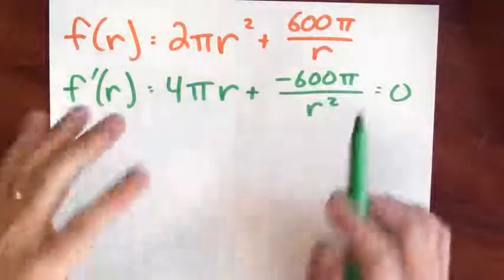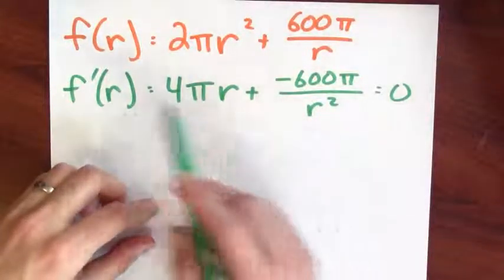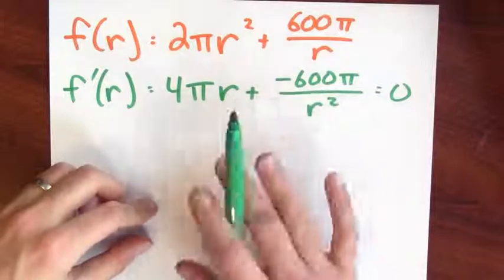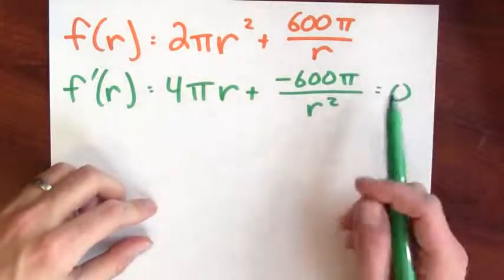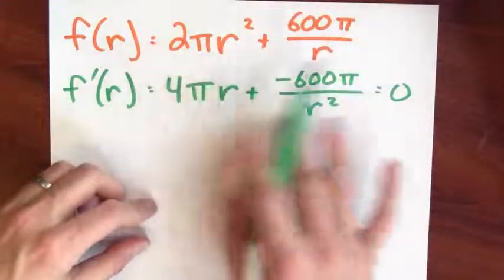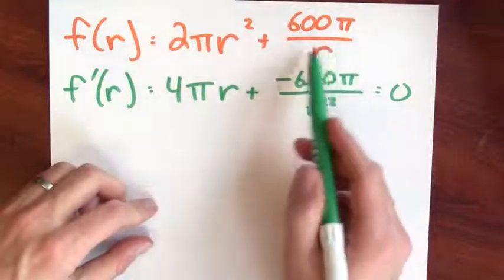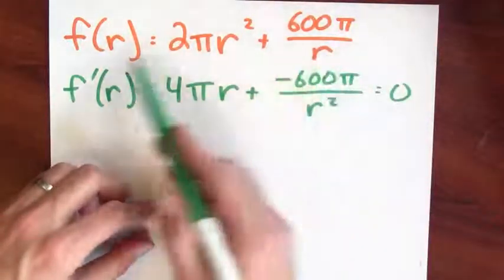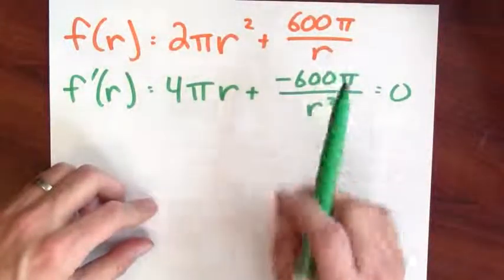Now I need to find the critical points. Now, remember what critical points are, right? Critical points are where the derivative vanishes or where the derivative doesn't exist, where the function is not differentiable. This function, though, is differentiable on its domain. You might worry when r is equal to 0, but that's not even in the domain of the original function, so I don't have to worry about that.